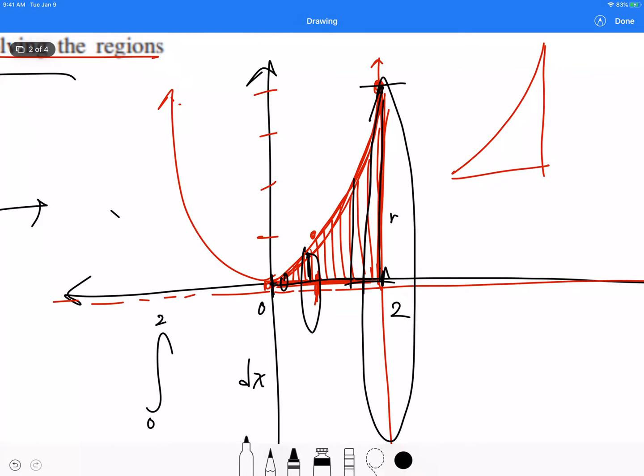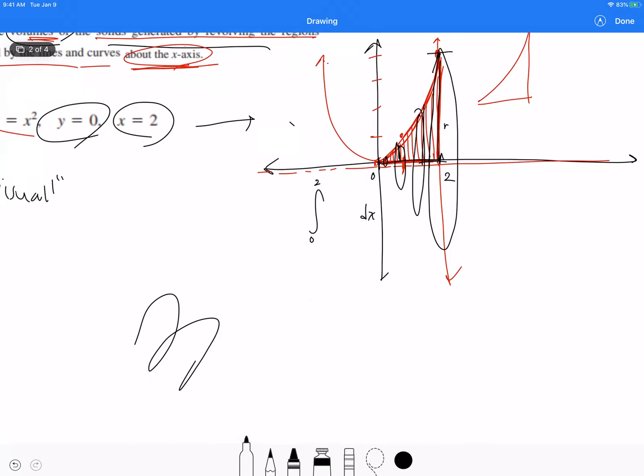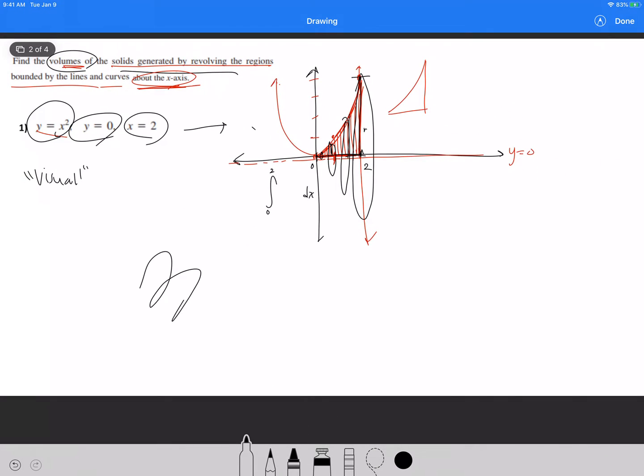Even for a circle here, that's the radius. So we have basically different circles at different x values. So we want to integrate at that particular location in terms of x. But what function are we going to integrate? It's going to be the very first curve that was given to us, y equals x squared.